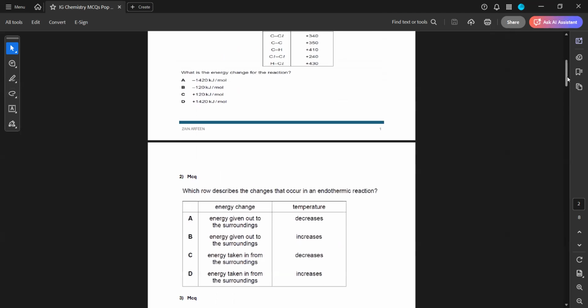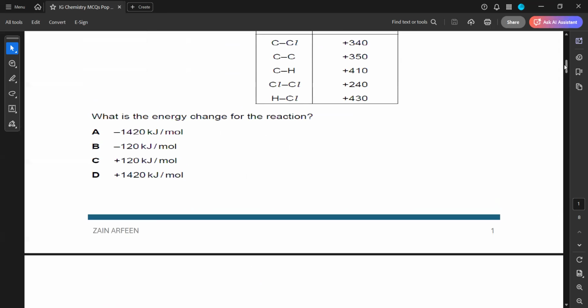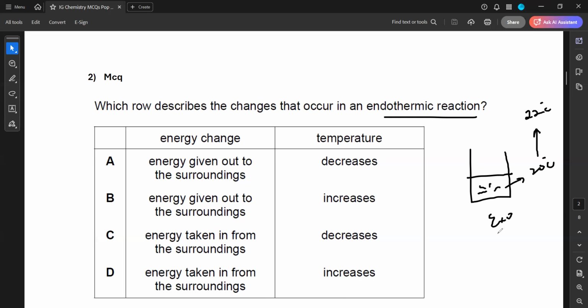The question is which row describes the change that occurs in an exothermic reaction? If the reaction is exothermic, before the experiment, let's say the temperature is 20 degrees. But as the reaction happens, it releases energy. So that energy is absorbed by the particles. As a result, what will happen? The temperature will increase. So if the temperature increases, it means the reaction is exothermic. In an exothermic reaction, the temperature of the mixture increases.